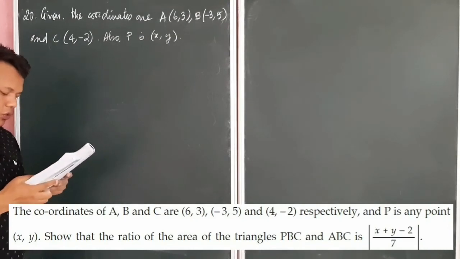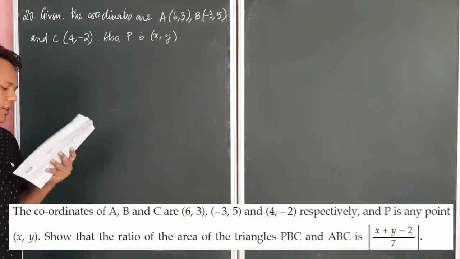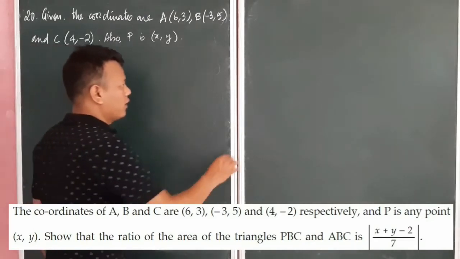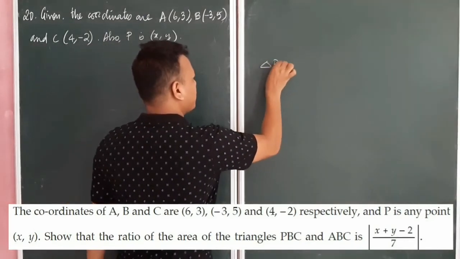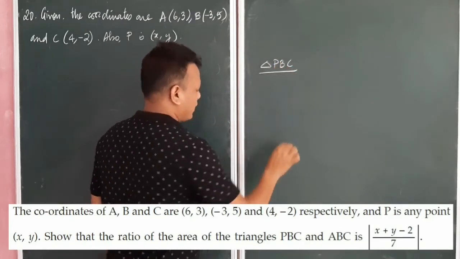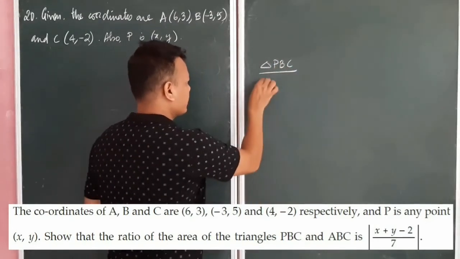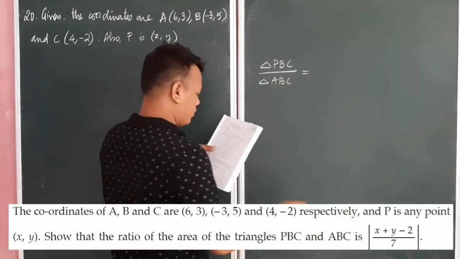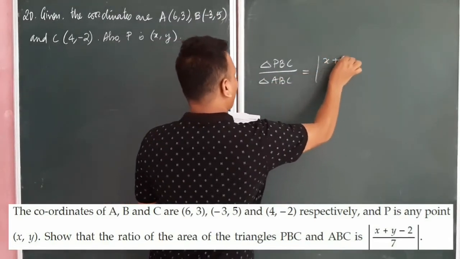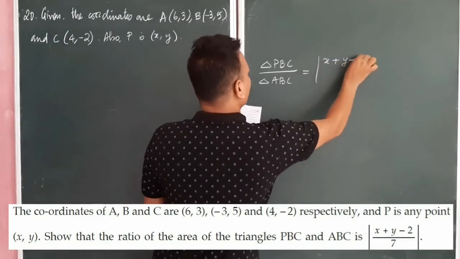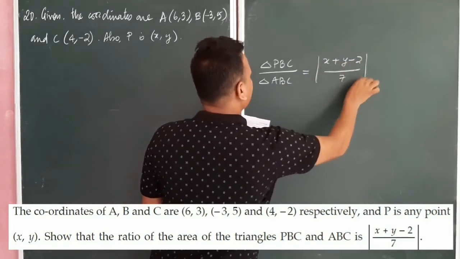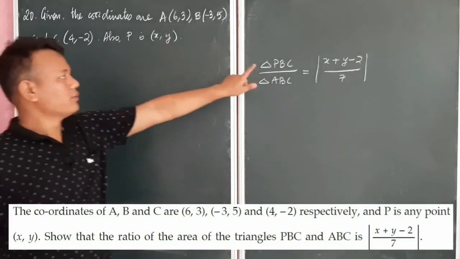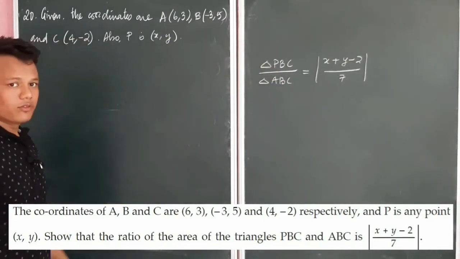Now we need to show that the ratio of triangle PBC and another triangle ABC will be equal to (x plus y minus 2) whole divided by 7. Let's see how to do this. So first let us observe triangle PBC. Let us find the area of triangle PBC.